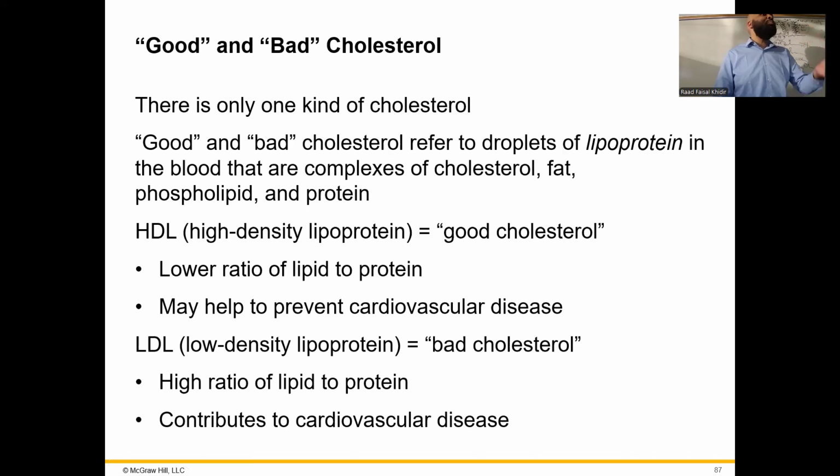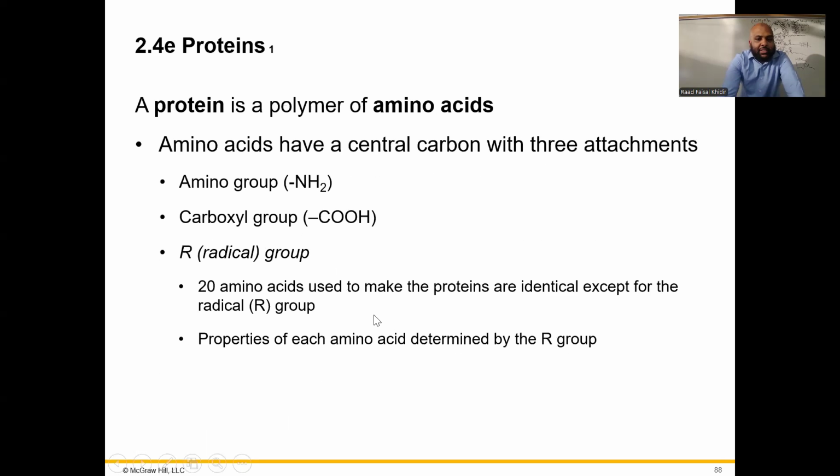If the cholesterol is more than the protein, that's LDL, low density lipoprotein. That's bad cholesterol. But if the cholesterol is a little bit while the protein is more, that's a little bit better. That's high density lipoprotein, good cholesterol. You see, a lower ratio of lipid to protein. That's what we want. We don't want a lot of lipids, and that will prevent cardiovascular disease. While LDL, bad cholesterol, has a high ratio of lipid. That's why it makes atherosclerosis, the hardening of the blood vessels that nourish the heart, and it contributes to cardiovascular disease.